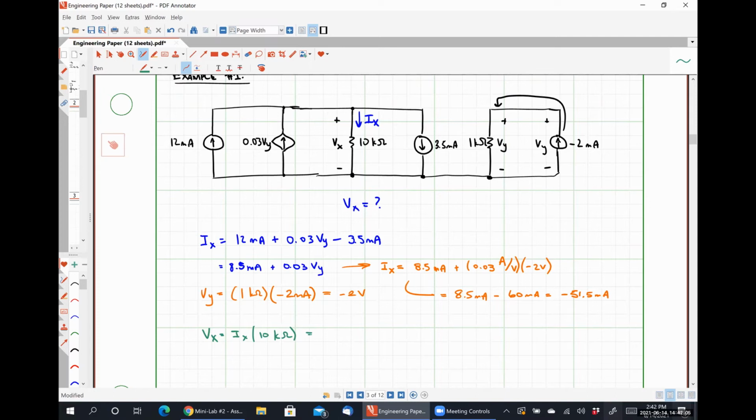So negative 51.5 milliamps times 10 kiloohms. So 51.5 is going to be negative 515, or 51.5 times 10, the negative sign, and then a milliamp and a kiloohm together gives me a volt. So the correct answer is negative 515 volts.